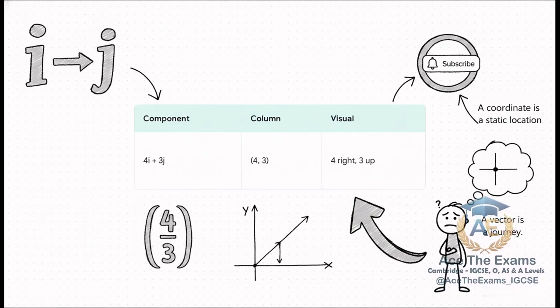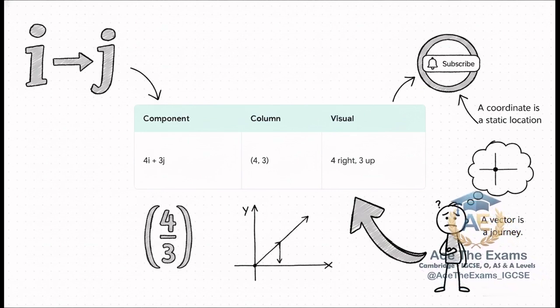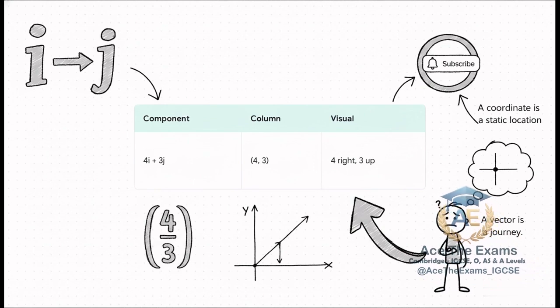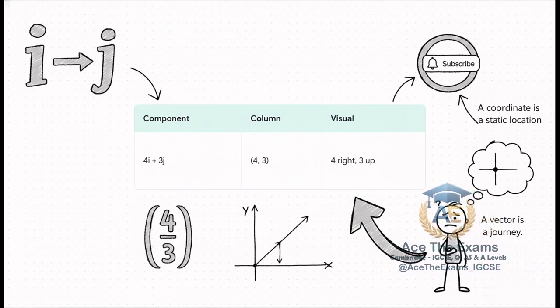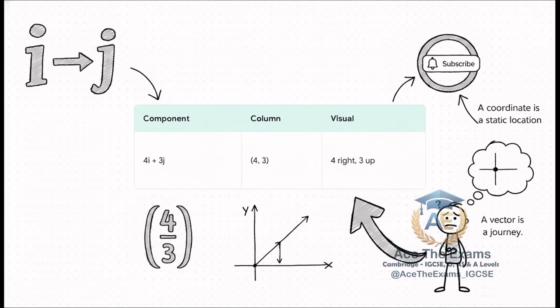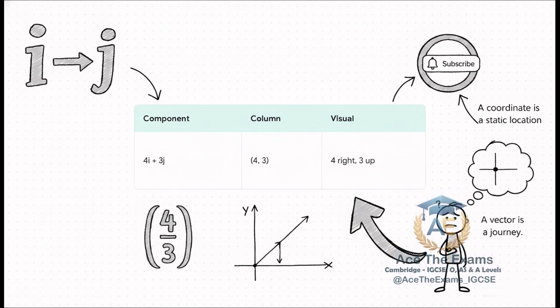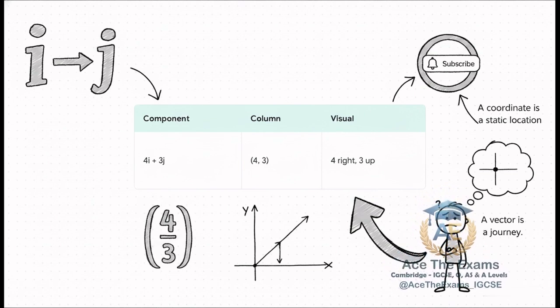Now, when Sam is rushing, if he sees a coordinate, say (4, 3), and a column vector, 4 over 3, he often confuses them. Don't do this. A coordinate is a static location on a map. A vector is the journey itself. It is the literal step-by-step instructions on how to get from point A to point B.